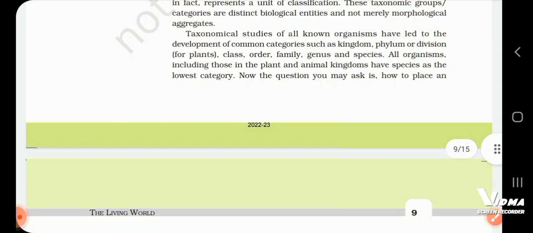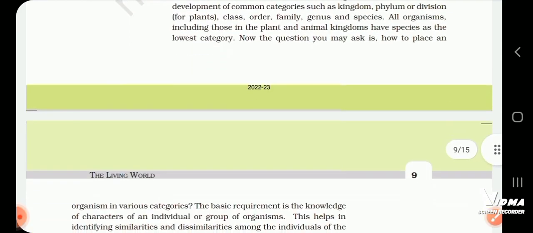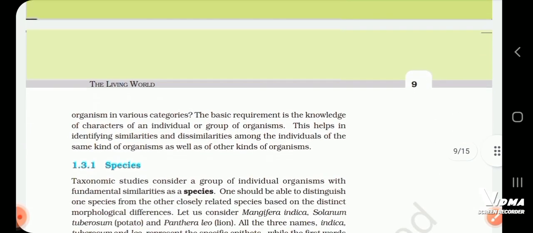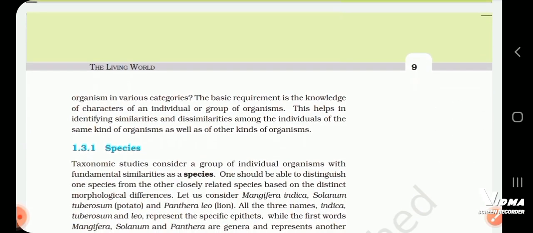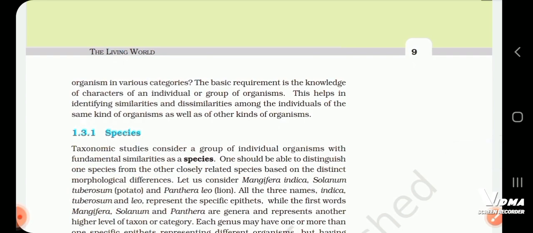Now the question you may ask is how to place an organism in various categories. The basic requirement is the knowledge of characterization of the individual or group of organisms. This helps in identifying similarities and dissimilarities among the individuals of the same kind of organism as well as of different kinds of organisms.